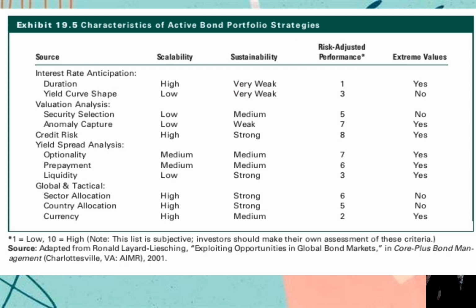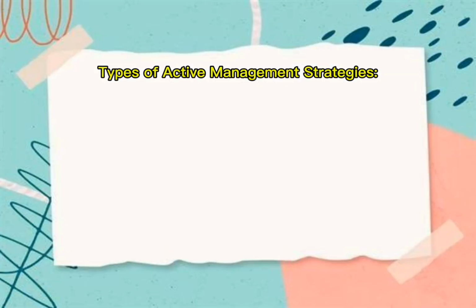Each row represents a different strategy source, such as interest rate anticipation using duration or yield curve analysis, valuation analysis focusing on security selection or anomaly capture, credit risk assessment, yield spread analysis, and global or tactical approaches like sector, country, and currency allocation. So the table provides a subjective evaluation of these strategies, highlighting their strengths and weaknesses across different dimensions.